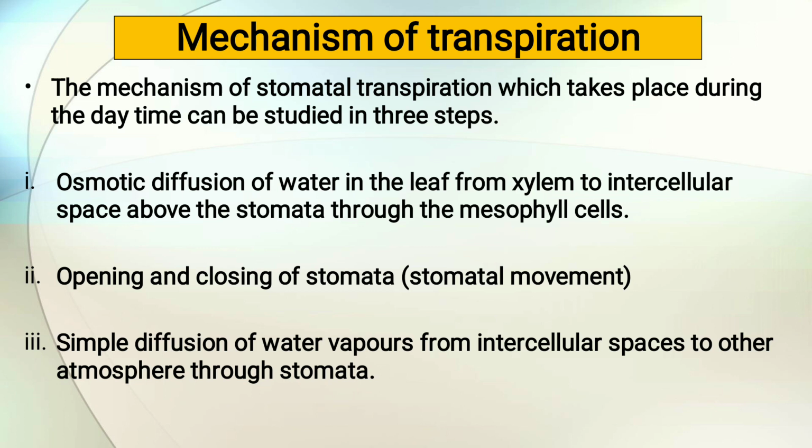Microscopic examination of open and closed stomata revealed that the open stomata have turgid guard cells, while closed stomata have flaccid guard cells. It was concluded therefore that the opening and closing of stomata depends upon the changes in the turgidity of their guard cells. That is, when the guard cells are turgid, pores are open, but when they are flaccid, the pores are closed.